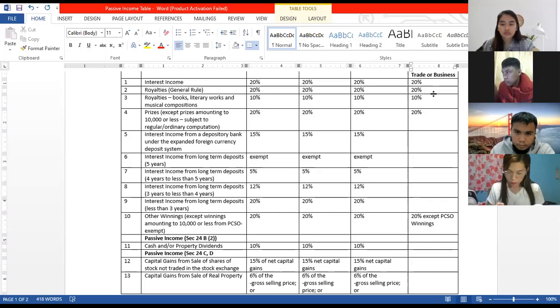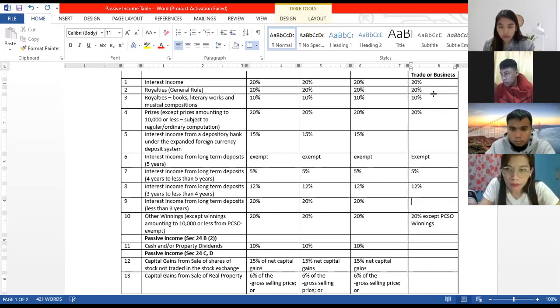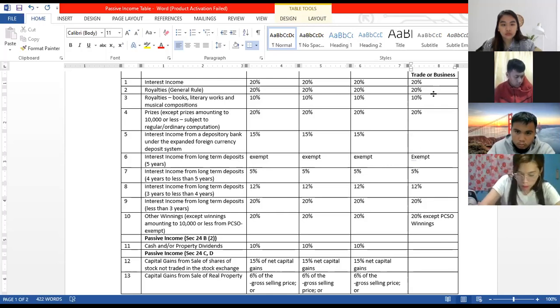Interest income from long-term deposit. So, magkano yung ano natin for non-resident alien engaged? From long-term deposit or investment in the form of savings, common or individual trust deposits, exempted, right? Exempt, long-term, okay? Same rule. And then, kapag 4 years, 5%, 3 to 4, 12%, and less than 3 years, 20%. Again, balikan natin yung principle, bakit exempted yung mga long-term deposits? In order to encourage long-term investments.